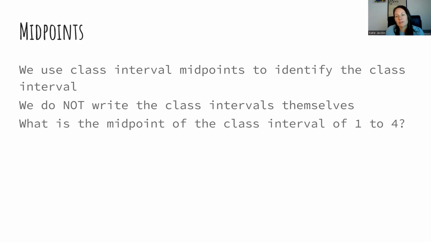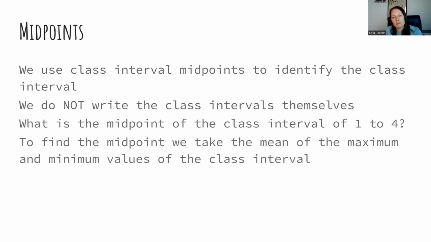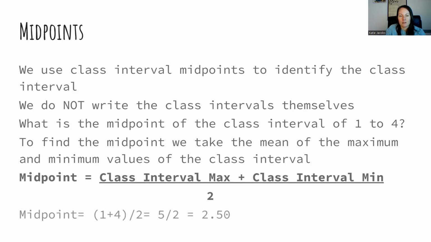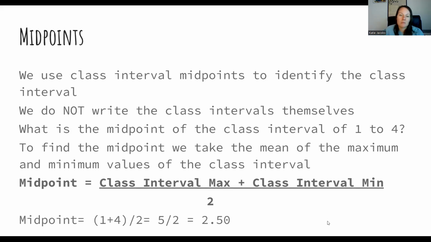So if we wanted to find the midpoint of the class interval of 1 to 4, what would we do? If you said we would find the mean of those two numbers, you're absolutely correct. To find the midpoint, we'd take the mean of the maximum and minimum values of each of our class intervals. So for this example, go ahead and try that. All right. When we do that, we find that our midpoint would be 1 plus 4, and we do that first and then divide that number by 2. So we have 5 divided by 2, and we find the class interval midpoint is 2.50.